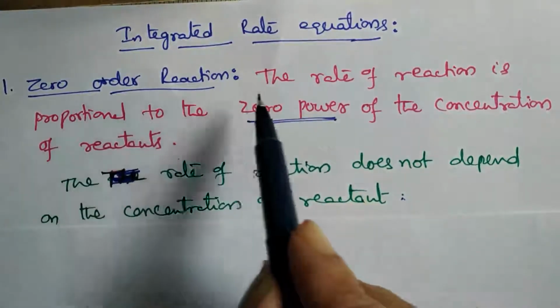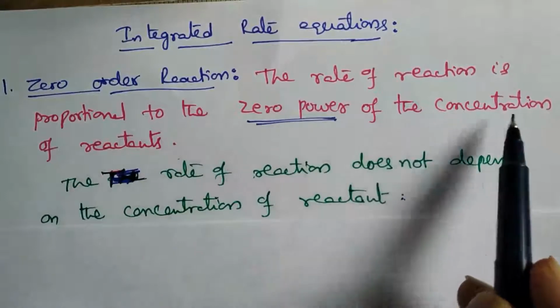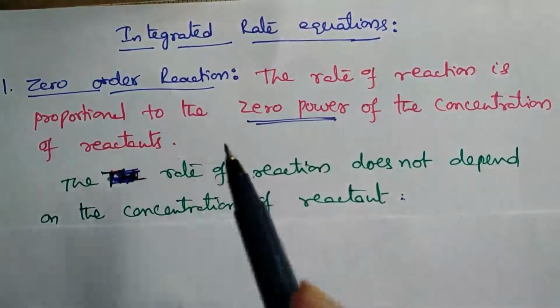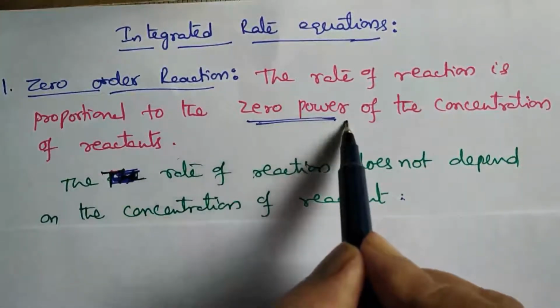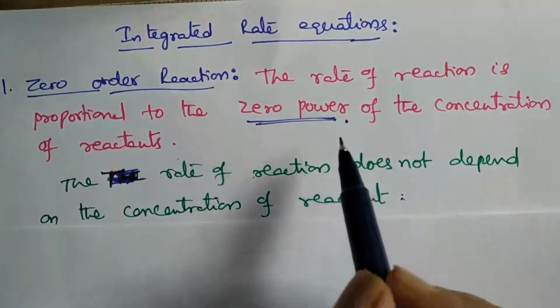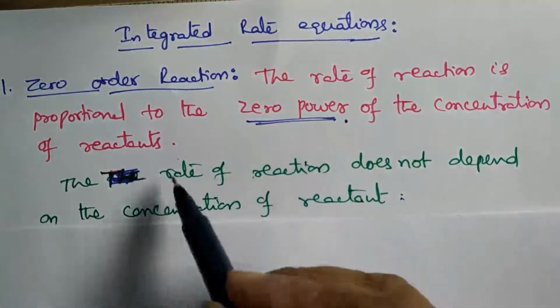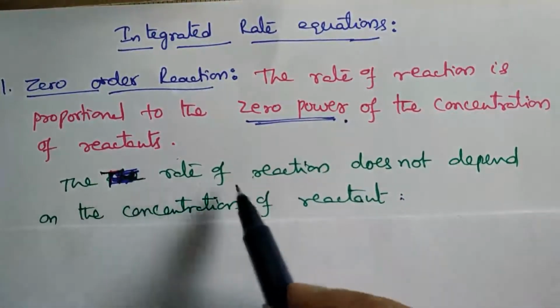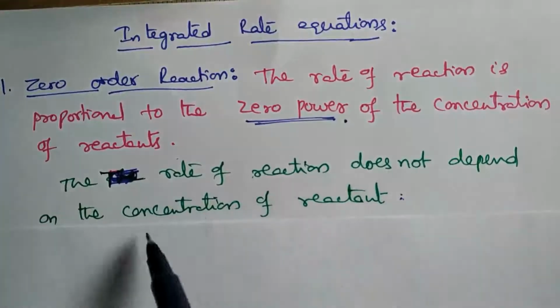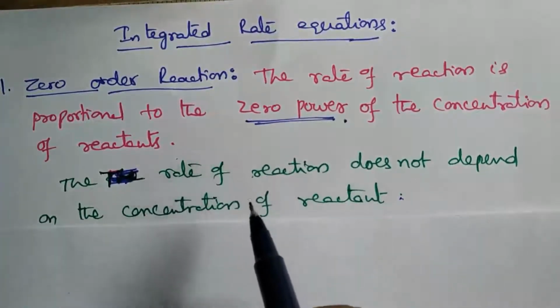First one is zero order reaction. The rate of a reaction is proportional to the zero power of the concentrations of reactants. That means what is the zero power? Zero power means there is no effect on the concentration of the reactant. So the rate does not depend on the concentration of the reactant. In other words, the rate of a reaction does not depend on the concentration of the reactant. That is about the zero order reaction.